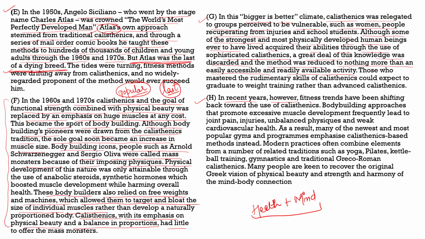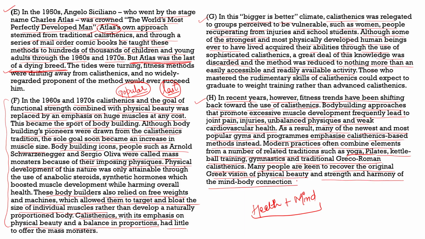In recent years, however, fitness trends have been shifting back toward the use of calisthenics. Bodybuilding approaches that promote excessive muscle development frequently lead to joint pain, injuries, unbalanced physiques, and weak cardiovascular health. As a result, many of the newest and most popular gyms and programs emphasize calisthenics-based methods instead. Modern practices often combine elements from a number of related traditions such as yoga, pilates, kettlebell training, gymnastics, and traditional Greco-Roman calisthenics. Many people are keen to recover the original Greek vision of physical beauty and strength and a harmony of mind-body connection.